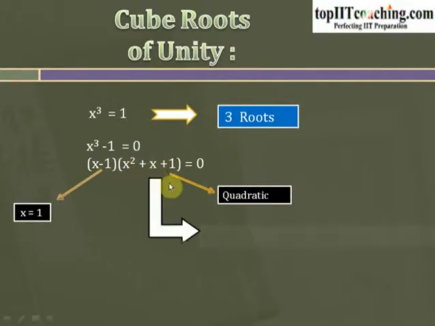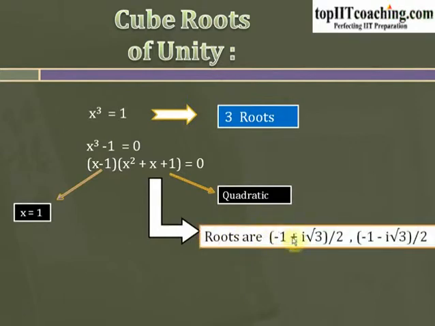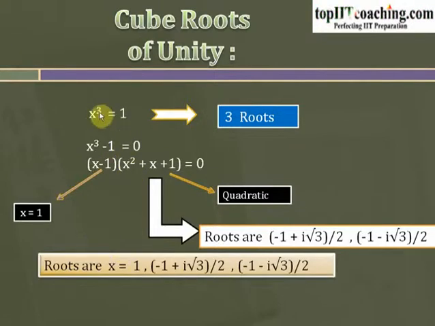Thus, these 2 roots are minus 1 plus iota times root 3 divided by 2 and minus 1 minus iota times root 3 divided by 2. We know how to find the roots of a quadratic equation. In our chapter on quadratic equations, we have already studied how to find the roots of a quadratic equation. So finally, we can say that the 3 roots of this equation are 1, minus 1 plus iota root 3 divided by 2 and minus 1 minus iota root 3 divided by 2.